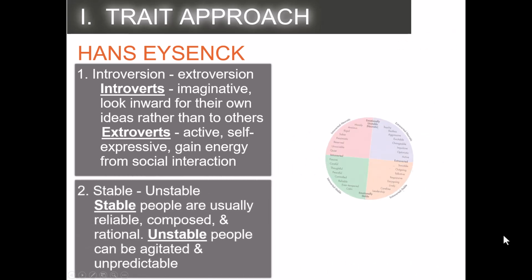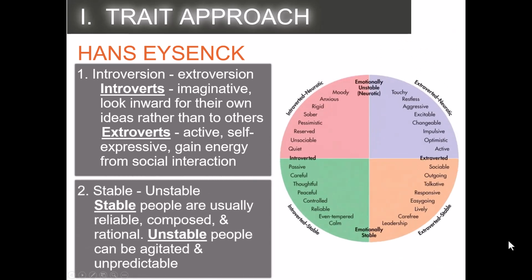Now, you've probably heard the terms introversion versus extraversion. I know you've heard it from me. So introverts are your more imaginative, looking inward. Extroverts are more outward people. Now, the first to theorize about introverts versus extroverts is Carl Jung. The stable versus unstable people. Stable is reliable, composed, rational, and unstable can be agitated and unpredictable.